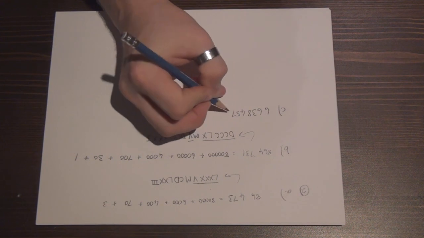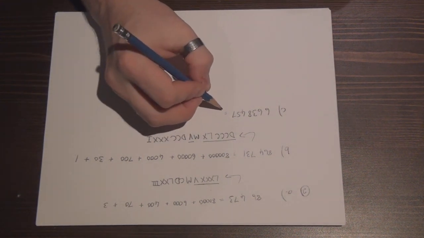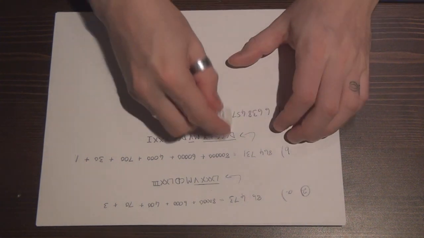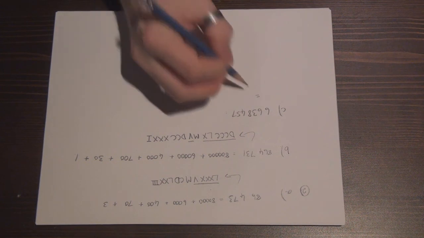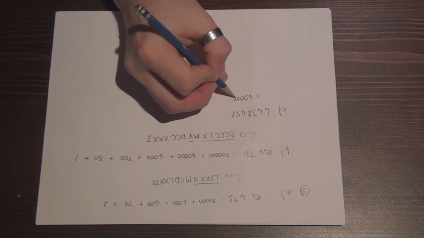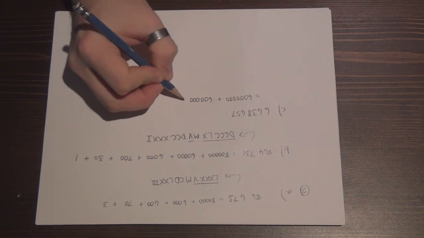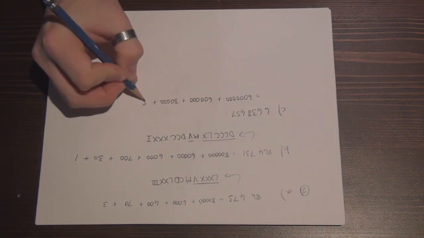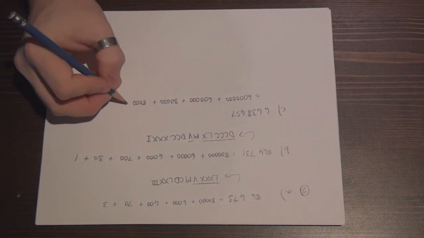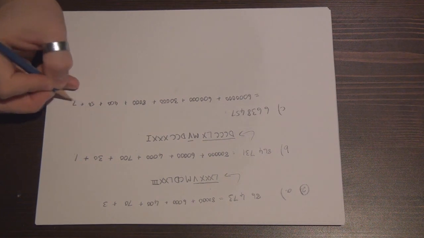6,638,457. All right. I'm just gonna maybe move this down in case I run out of space. I'll do it over here. I have 6,600,000, 30,000, 8,000, 457.